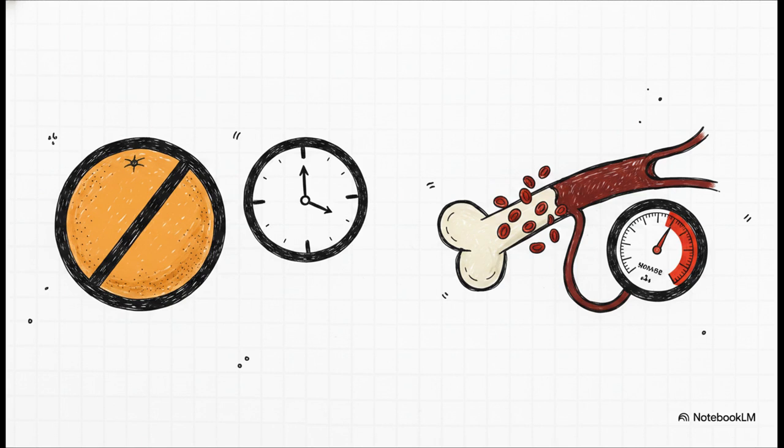Finally, for patients dealing with anemia from chronic kidney disease, we use hemopoietic growth factors like epoetin alpha to stimulate red blood cell production. But here's the catch. As those red blood cells increase, so does the blood viscosity. That makes hypertension a major critical adverse effect that you have to monitor for.